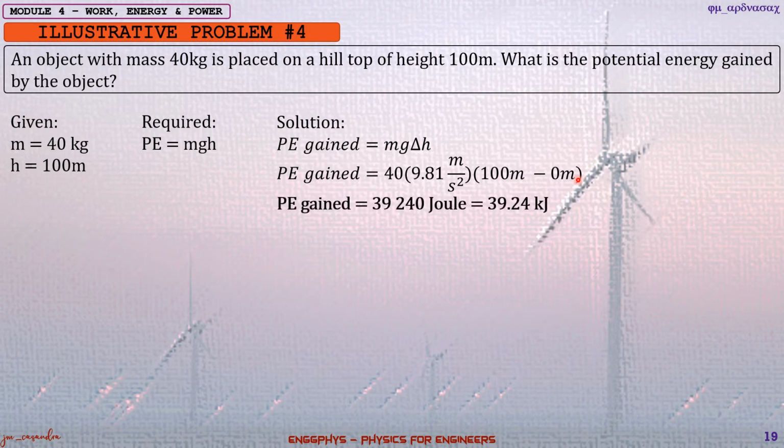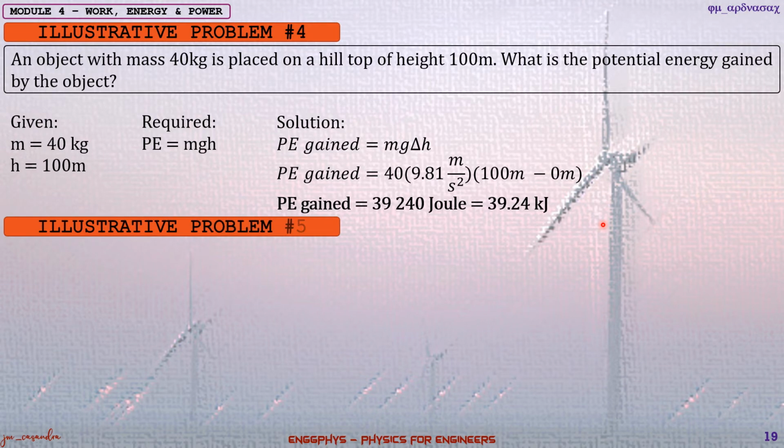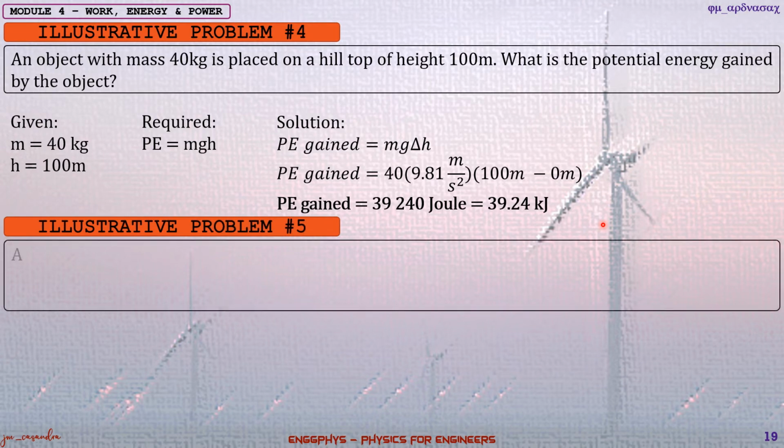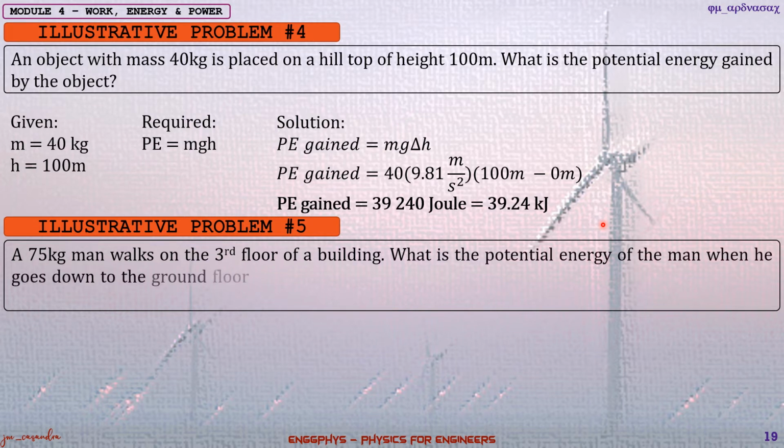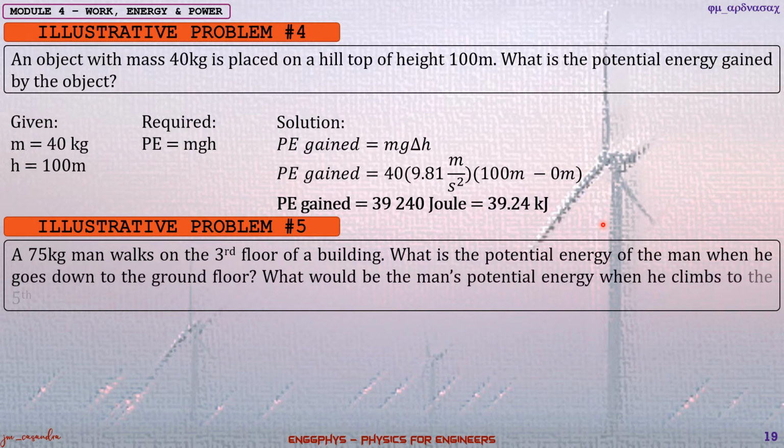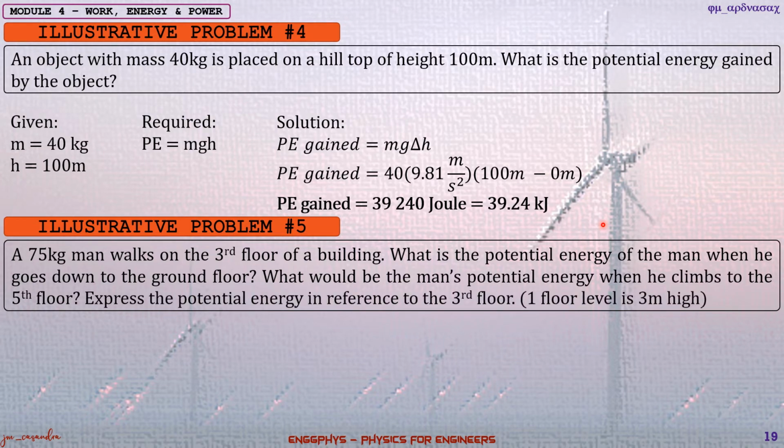So computing, we'll now have a value of the gain potential energy as 39,240 joules, or that's also equivalent to 39.24 kilojoules. Okay? Let's move to example number 5. We have a 75 kilogram man walks on the 3rd floor of a building. What is the potential energy of the man when he goes down to the ground floor? Next question. What would be the man's potential energy when he climbs to the 5th floor?